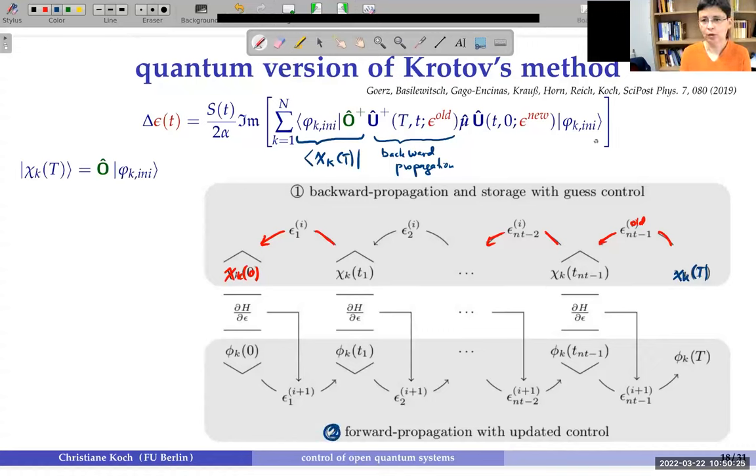So what do I do? Now here, this is my initial state. And now I propagate with U, so forward in time, from 0 to time t. And now you wonder, well, how can I do that? Because I don't know this epsilon nu, which I would need to propagate from 0 to, let's say, t1.